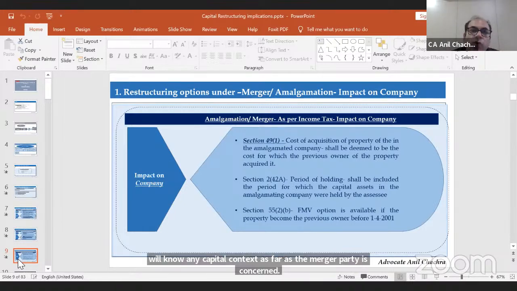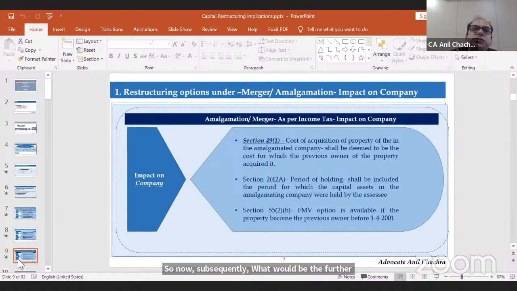Now subsequently, what would be the further impact in terms of the cost of acquisition on the amalgamated company side? Section 49 subsection 1 says that whatever property is acquired by the amalgamated or transferee company, the cost of acquisition of the property shall be deemed to be the cost for which the previous owner of the property acquired it. So whatever the previous owner's cost was will be deemed as the cost for the amalgamated company. Further, Section 2 clause 42A says that the period of holding will also be included for which the capital assets were held by the amalgamating company, meaning the transferor company. So whatever the period of holding by the transferor or amalgamating company, that will also be included.